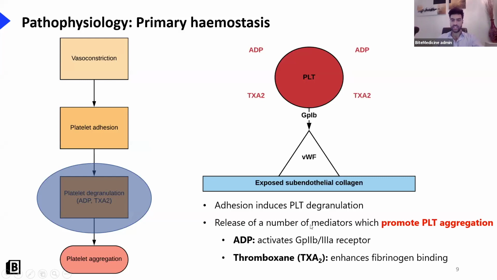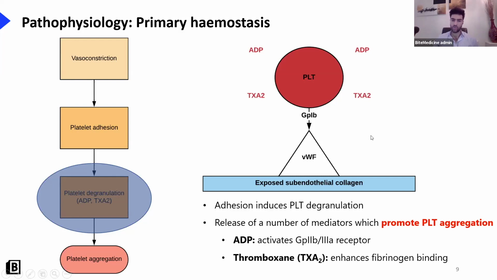So as we said, adhesion induces platelet degranulation, and you get a release of a number of mediators. These mediators are very important in causing the platelets to stick together. They're very important in platelet aggregation. So ADP activates a different receptor, the GP2B3A receptor. So not the GP1B receptor. There's a different receptor which is coming up called GP2B3A. And thromboxane enhances fibrinogen binding.